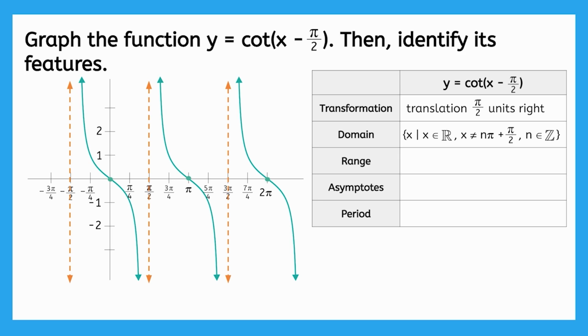The range is all real numbers. The asymptotes are x equals n pi plus pi over 2, where n is an element of the integers, and the period is pi. Did you have these right?